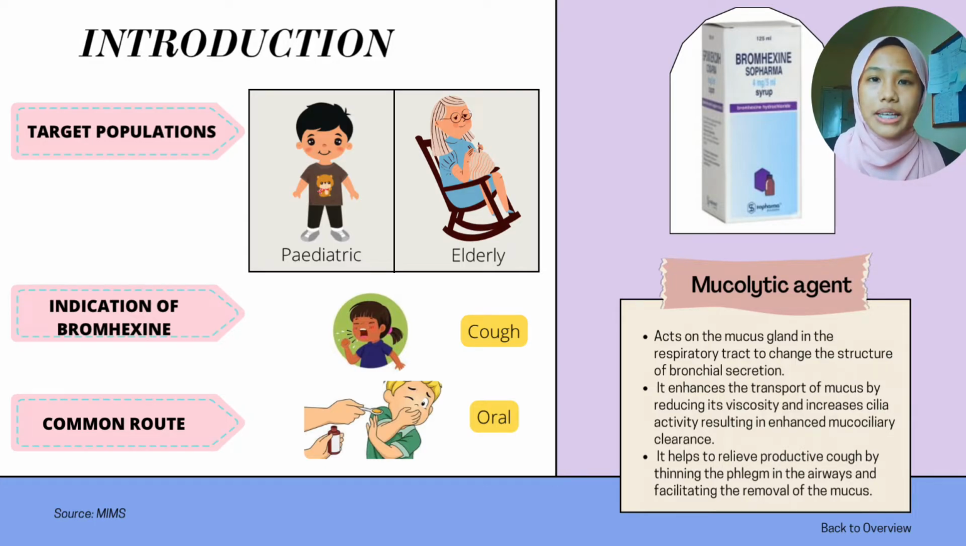Generally, the indication of bromhexin is for coughing. This is because bromhexin is referred to as a mucolytic agent. It acts on the mucus gland in the respiratory tract to change the structure of bronchial secretion. Other than that, it enhances the transport of mucus by reducing its viscosity and increases ciliary activity so that it can result in enhanced mucociliary clearance, and eventually it helps to relieve productive cough by thinning the phlegm in the airways and facilitating the removal of the mucus.